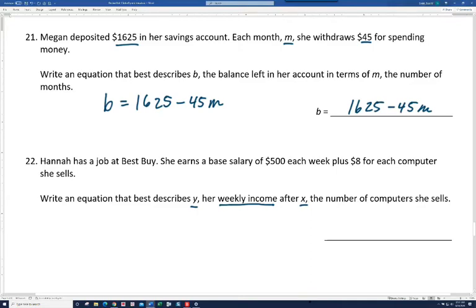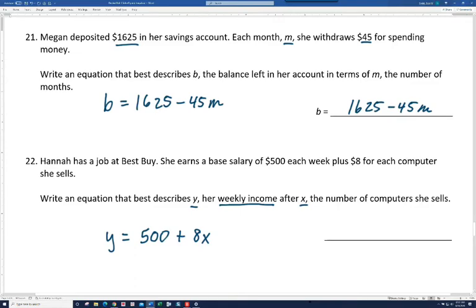Okay, so her salary, which we're calling Y, and this is her weekly salary, right? Weekly income or weekly salary. It's going to be the $500 that she earns per week, plus she's going to get $8 for each computer she sells. So it's very similar to the one we did up in 21. Instead of subtracting from what we started with, we're actually going to be adding. So she's getting $500 plus $8 per computer, where X is the number of computers.